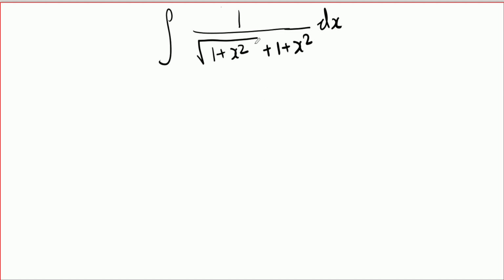Hello everyone, today we are going to solve this integral. So if you look at this integral here, we have 1 over square root of 1 plus x square plus 1 plus x square, right? So what should we do here?